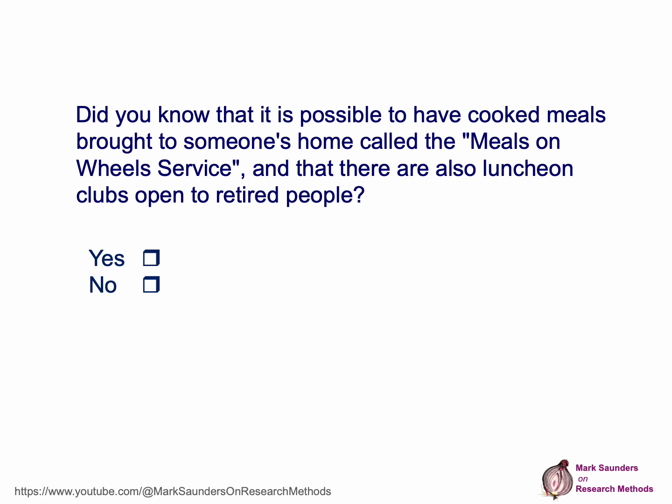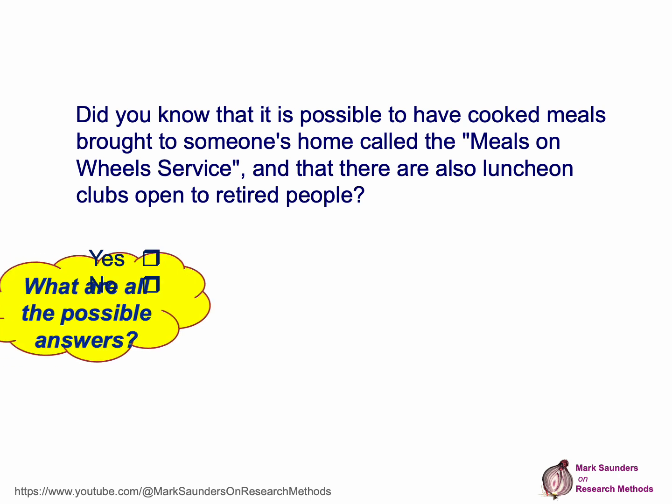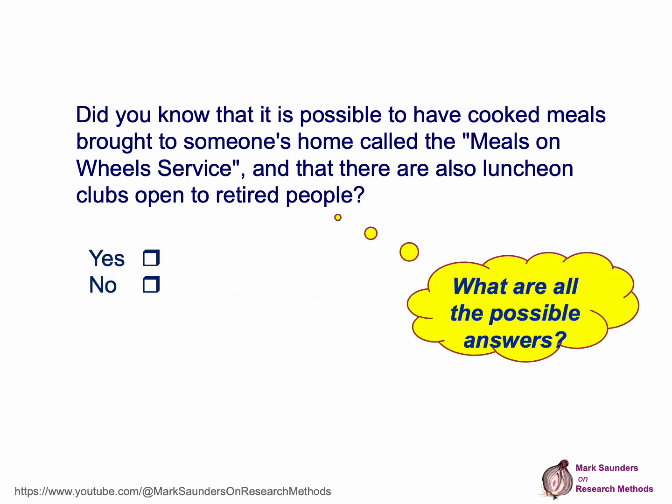This question says, did you know that it is possible to have cooked meals brought to someone's home called the Meals on Wheels service, and that there is also a luncheon club open to retired people? Now you will have noticed that when I read that I made some mistakes because it was such a long question. But what I want you to think about is, what are all the possible answers? So we can look at this and think about the number of different questions there. So how many different questions can you see? 1, 2, 3, or even more?